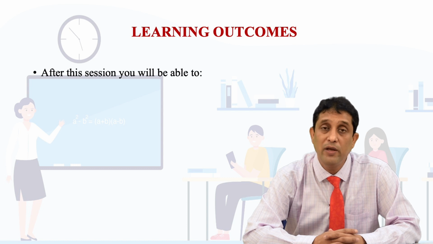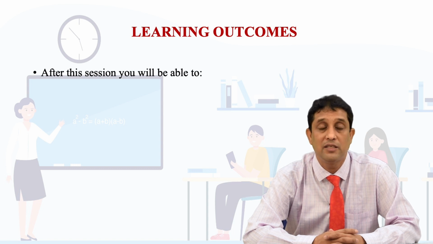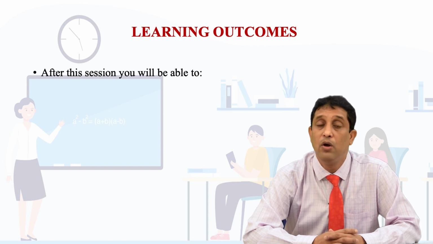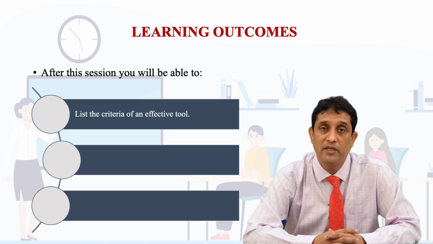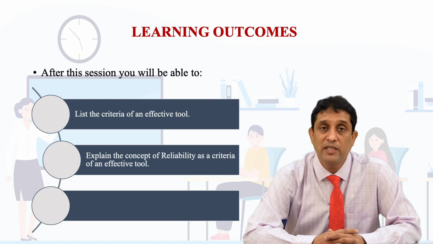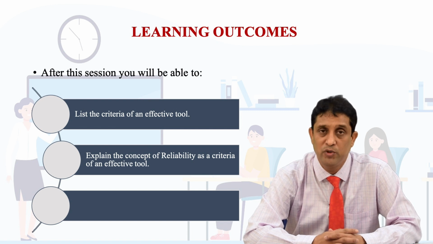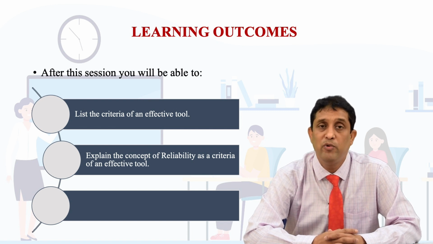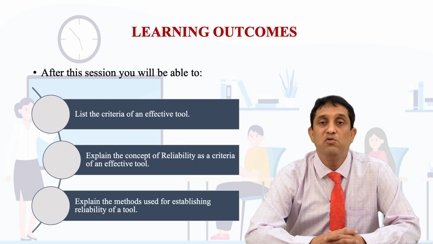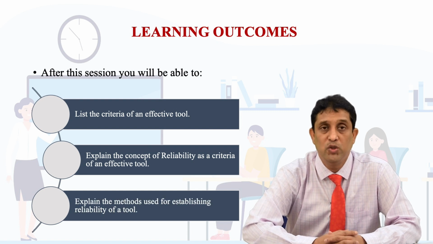After going through this video lesson and at the same time part E content of your module 6, that is criteria of an effective tool, you will be able to list the criteria of an effective tool. What are the different criteria, you will be able to list. You will be able to explain the concept of reliability as a criteria of an effective tool, and further you will be able to explain the methods used for establishing reliability of a tool.